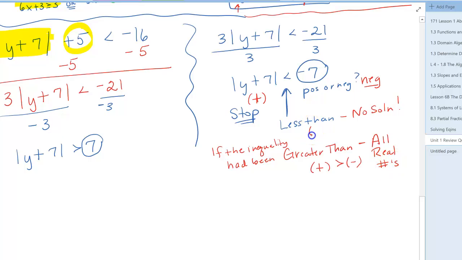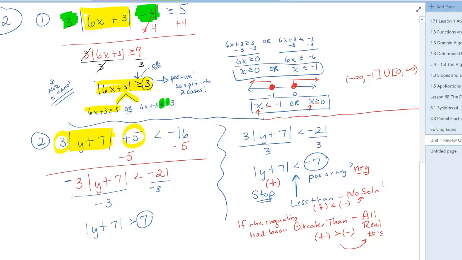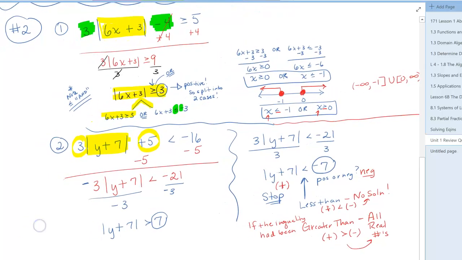So if you have a less than, it's no solution. And if you have greater than, it's all real numbers. So just to back up here, it is very important. I think the things to take away from this is, first and foremost, isolate this absolute value part, then stop and ask yourself, once you have it isolated, do I have a positive or a negative number? If you have a positive number, you keep going.